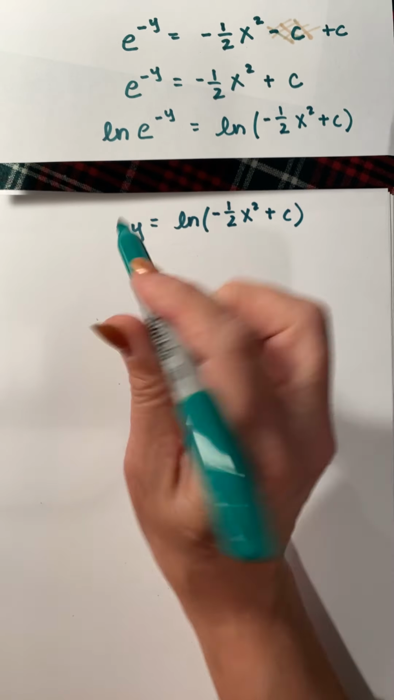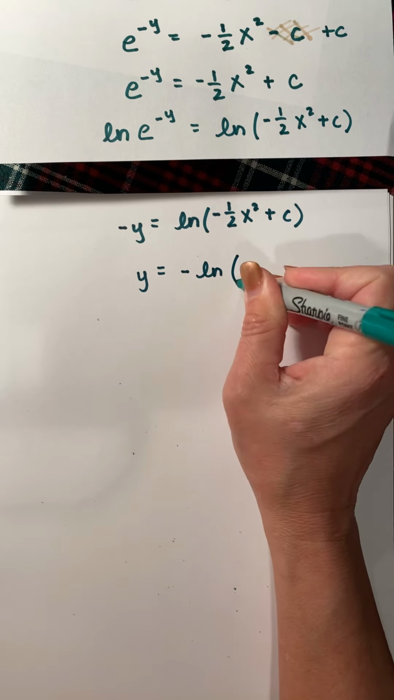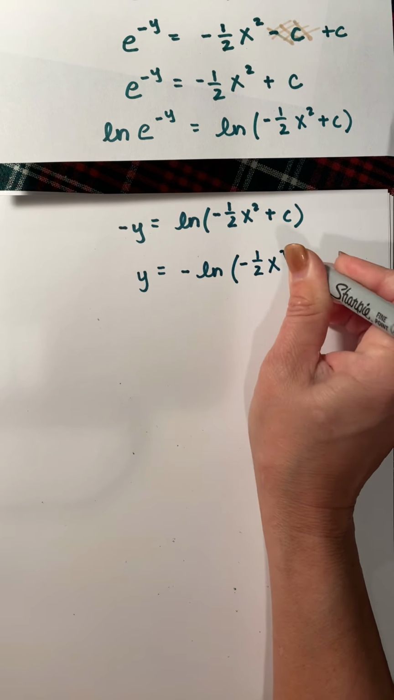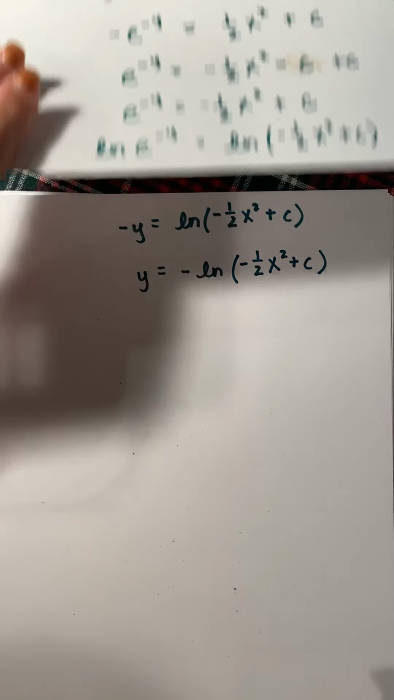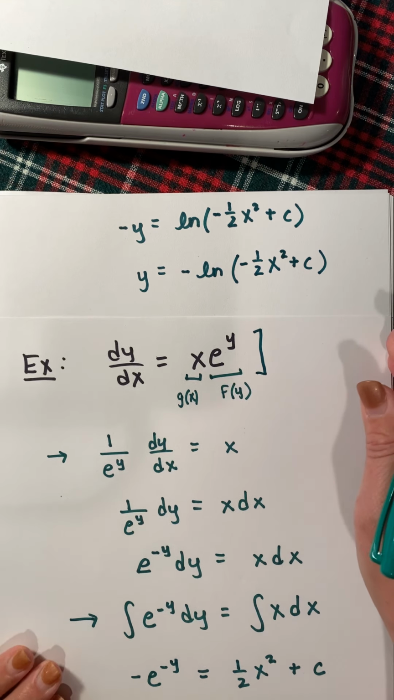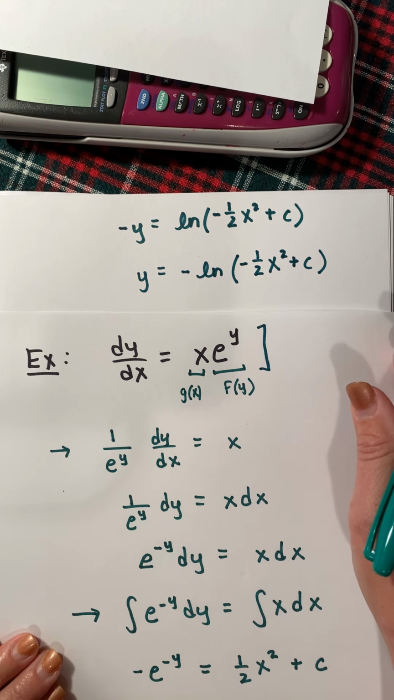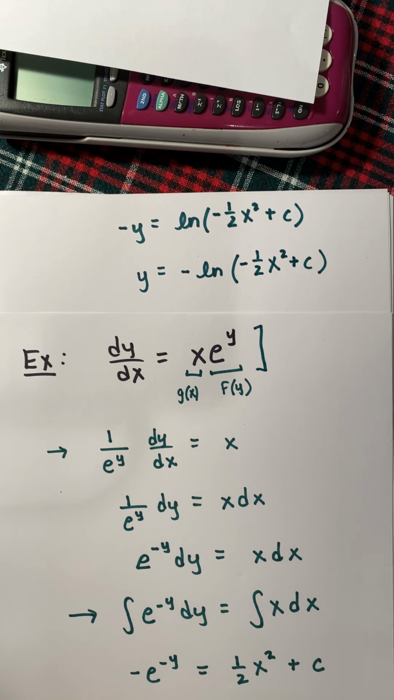All right, so now we're going to solve for y just by multiplying by negative 1. y equals negative natural log of negative 1/2 x squared plus c. So let's just go back to the original problem for a minute. Notice we had just a differential equation, no initial conditions. This is not an initial value problem, so my solution will have the arbitrary constant c in it.